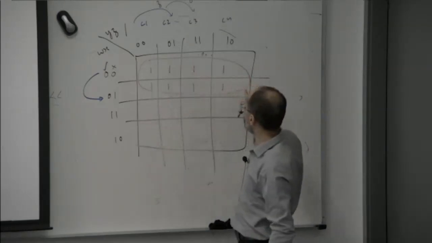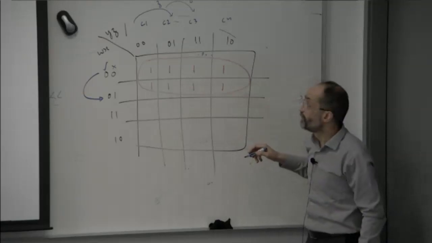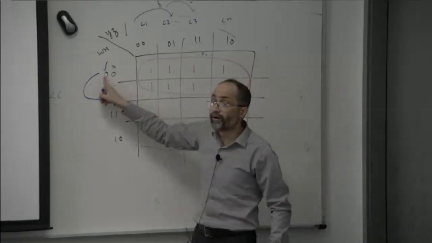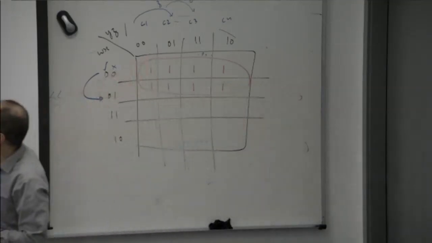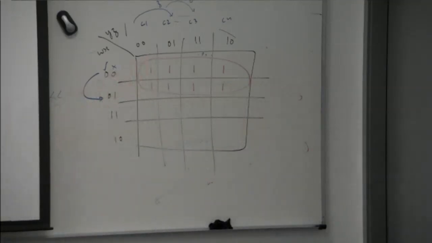So what will be the expression of this red group? W what? W bar. Why W bar? Can you see here? We go from here to here, so it's 0. It will become W bar. Any question? Should we proceed? Okay.